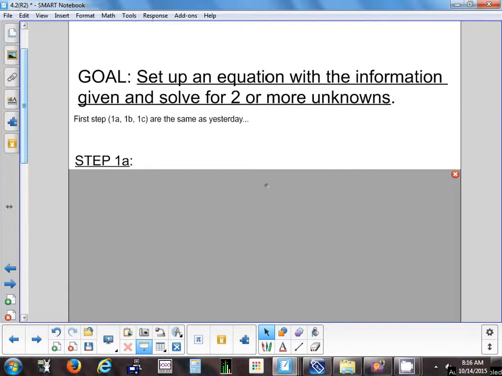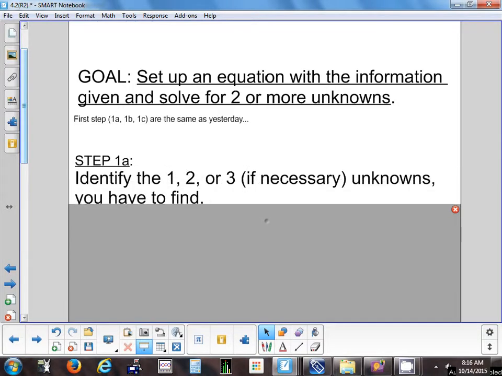Identify the 1, 2, or 3 if necessary unknowns. Again, not too many times today are we going to have the 3 unknowns. We had one last night in the homework with the coin problem. Tomorrow, yes, we'll get into some 3 unknowns you have to find. When we're doing our template, our little chart, most of the time it's only going to be 2. But every once in a while, like the last one on the homework last night, you might have to find 3, okay? So step 1A, everyone good?